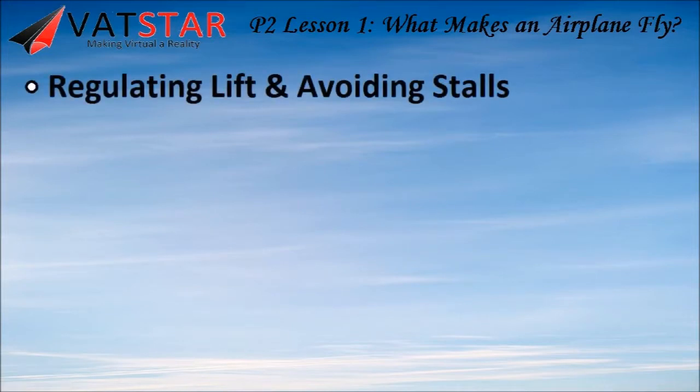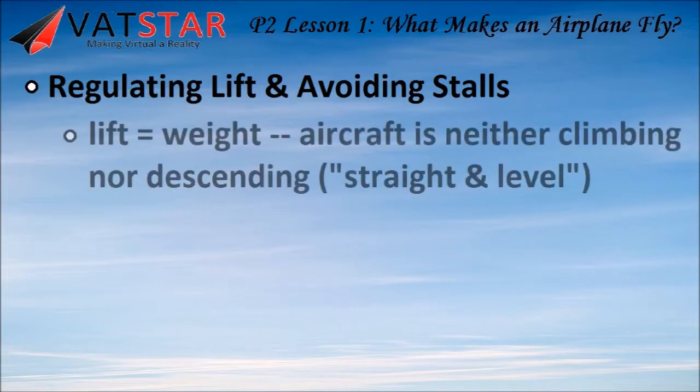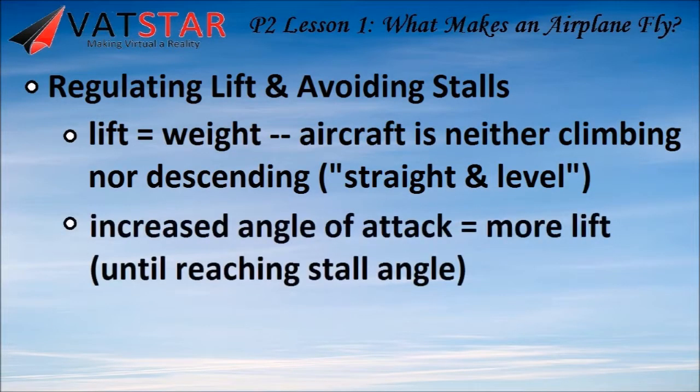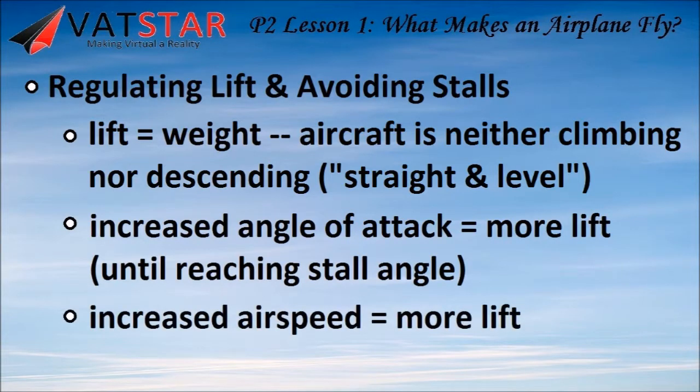So, regulating lift is done in one of two ways. Starting in straight and level flight, meaning you're at a constant altitude, you're neither climbing nor descending. That means the amount of lift your wings are generating is perfectly matched to the airplane's weight. To increase the lift, you have two choices. You tilt the wings further up or increase the airspeed.